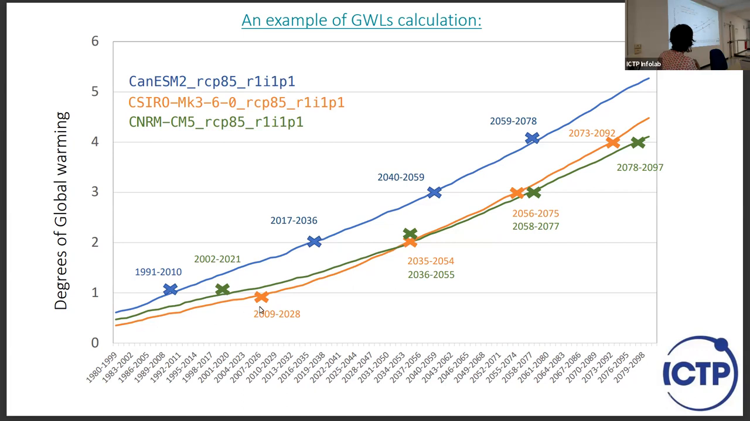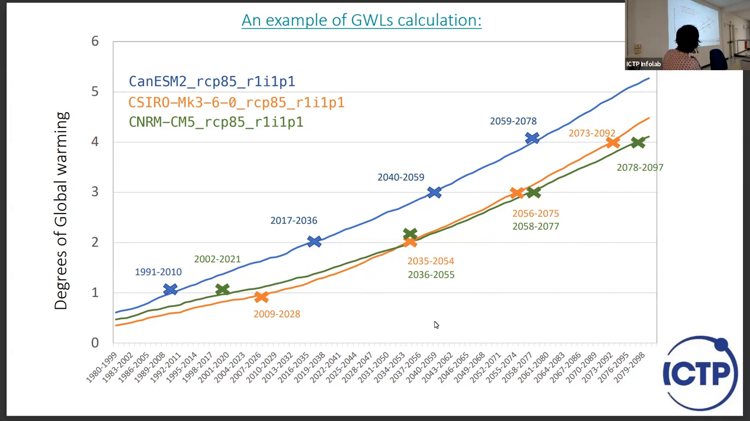We can see that for these three models, the first degree of global warming is reached differently in the timeline. For the CanESM, it is reached in the time slice 1991-2010. For this other one, the green CNRM, it is about 10 years later, and the orange one another 7 years later, and so on along the whole time series. We can see when each model reaches the global warming level.